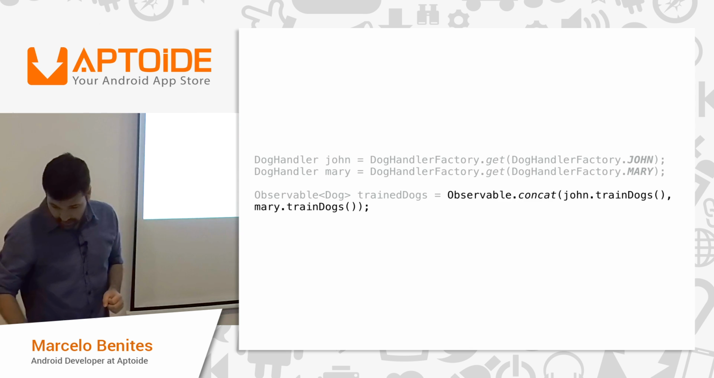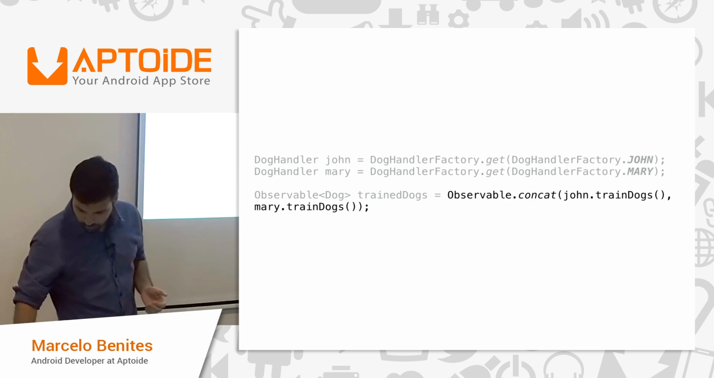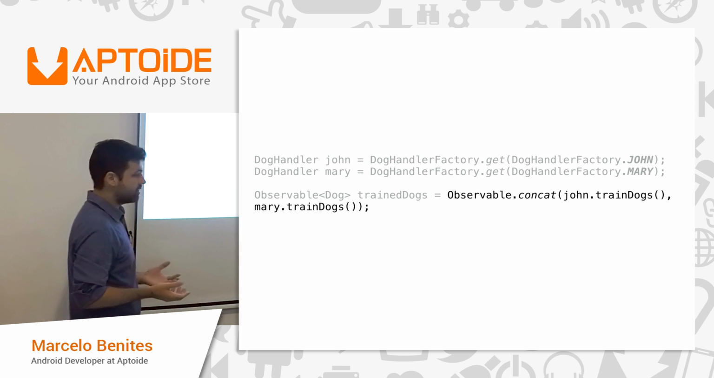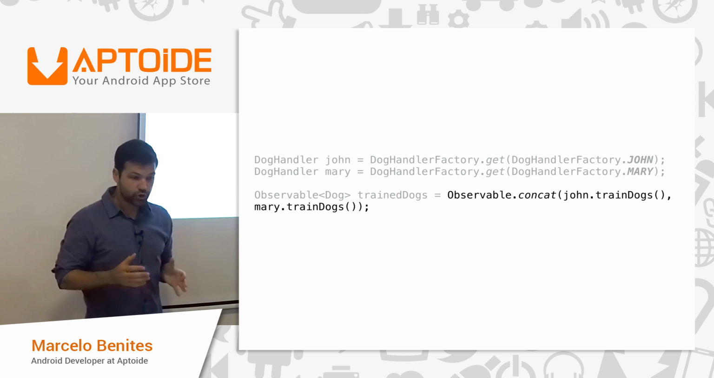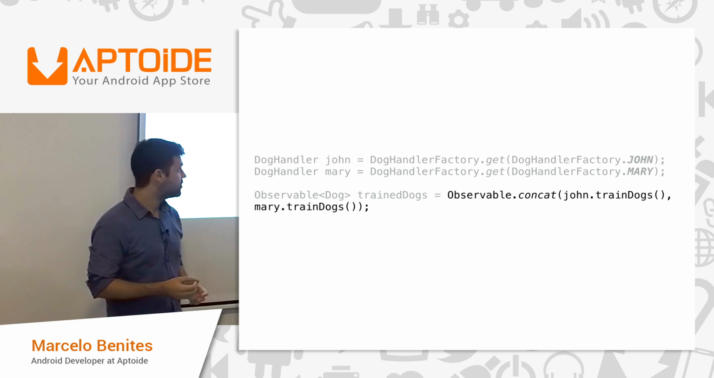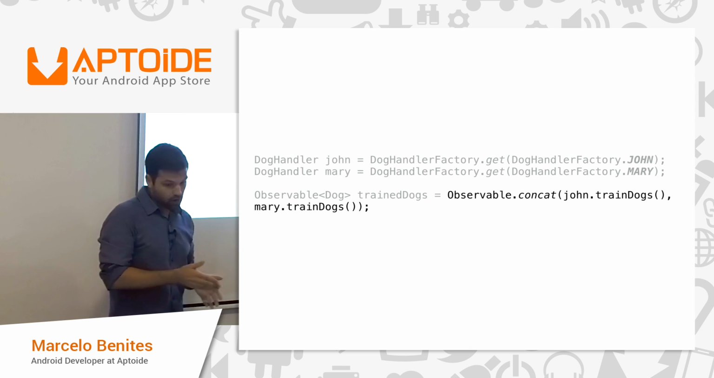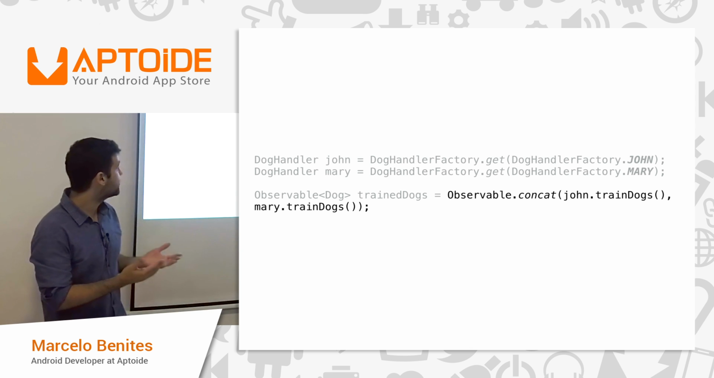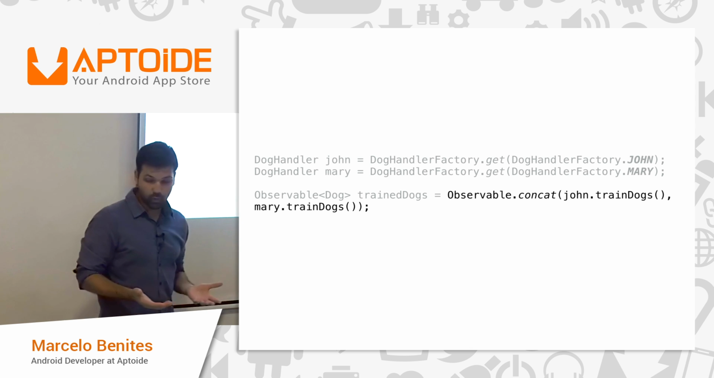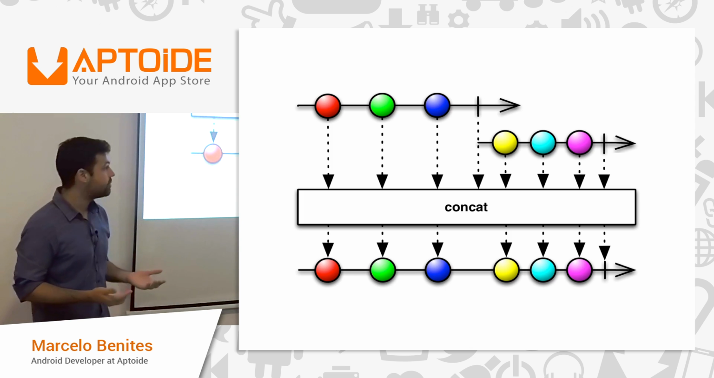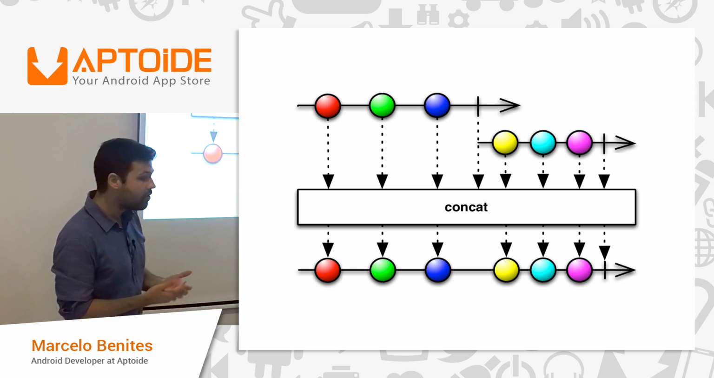Okay, but there's a problem with the merge operator. The merge operator does not keep the order of the dogs. So if we want to be sure that first we're going to receive the dogs trained by John, and only afterwards we are going to receive the dogs trained by Mary, we have to use the concat operator. It's a different one, and we'll see that it keeps the order. And how does it do that?